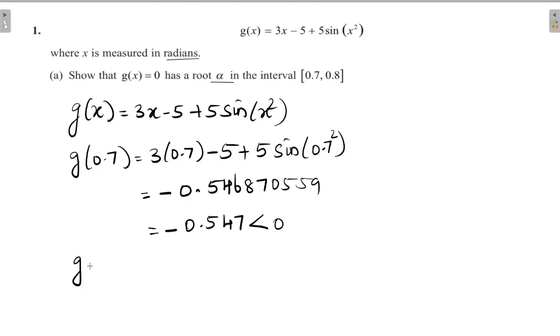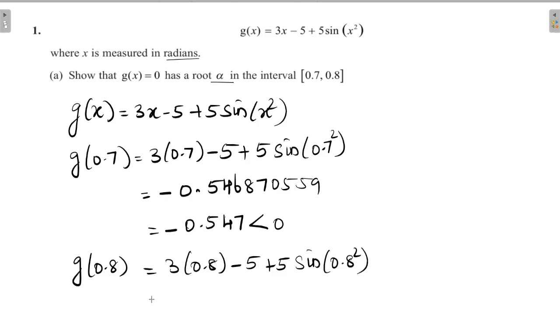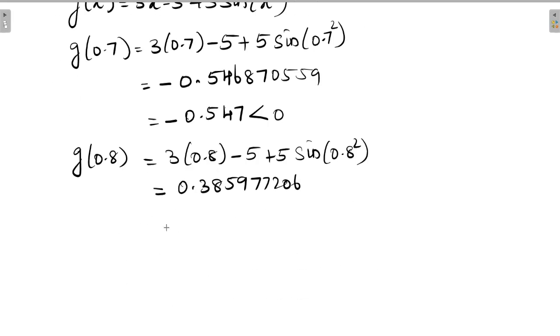Let's find the next value, g(0.8), which is equal to 3 times 0.8 − 5 + 5 times sin(0.8²). By using the calculator, this value is 0.385977206. To three significant figures, this value is 0.386. It is greater than 0.